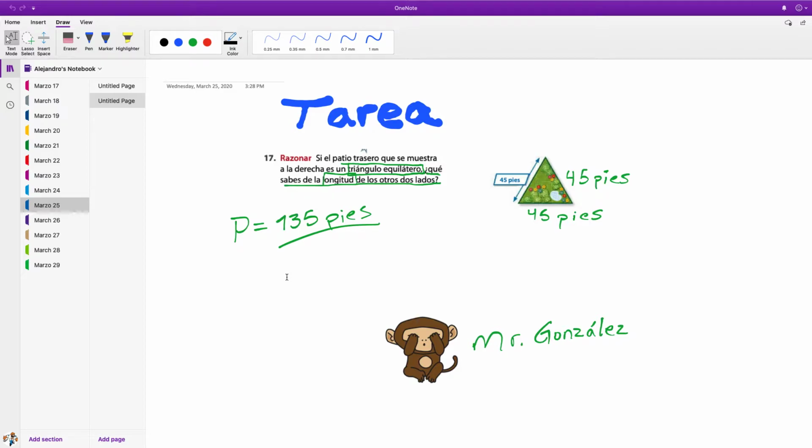And I asked you to find the perimeter. Guys, how do you find the perimeter? You add all the sides, right? So you add 45 plus 45 plus 45, 3 times, and you get 135 feet for the perimeter. So that was the homework. Good. So now let's go ahead and start with science, guys.